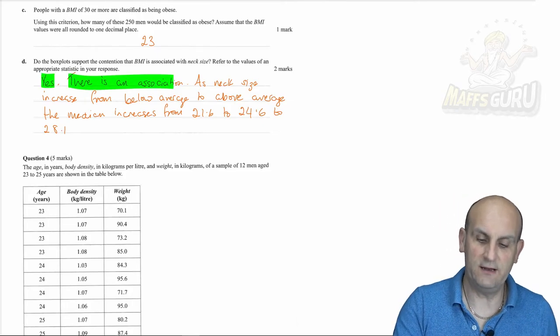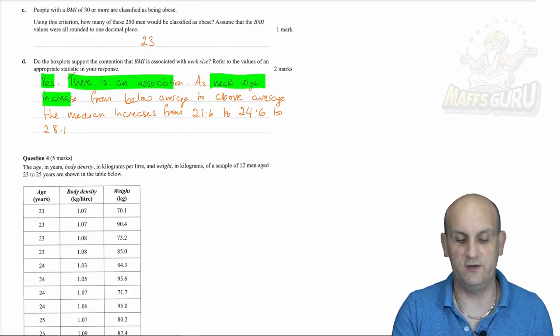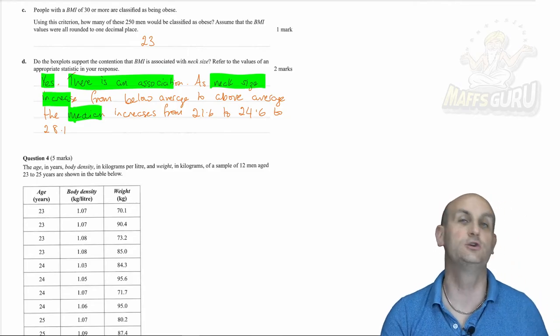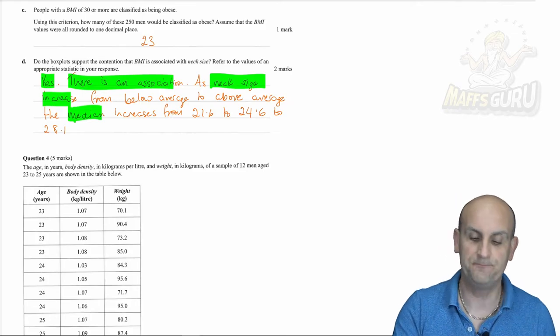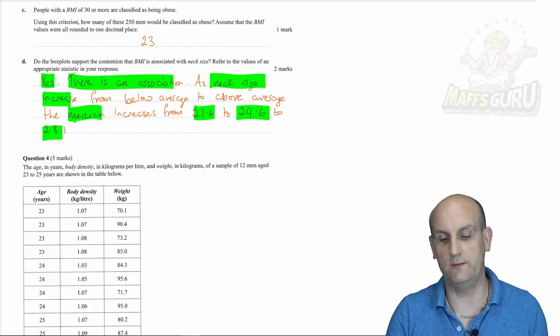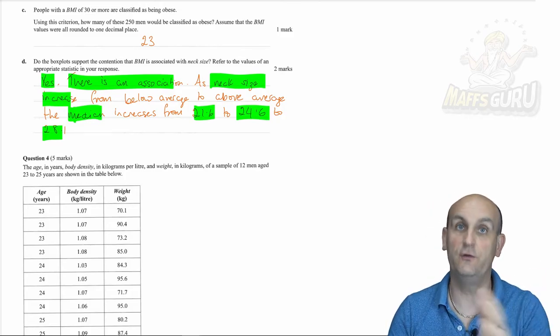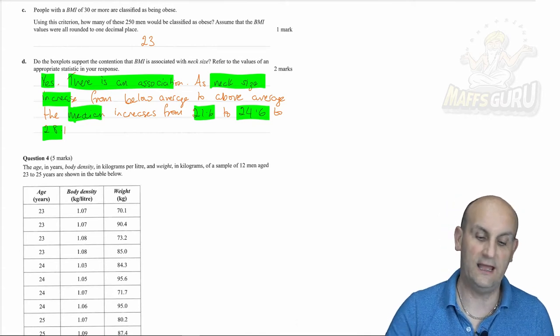You then had to turn around and say, well, as the neck size increases from below average to above average, the median, now again, I know that our further maths guru that I work with basically says you always choose the median, and you have to put all of the values. Don't just say 21.6 to 28.1. You have to say all of them, because you have to show that there is an increase. All right, so there we go. That was effectively what you were looking at writing.